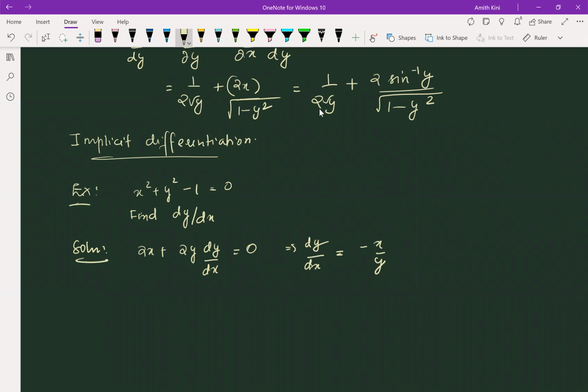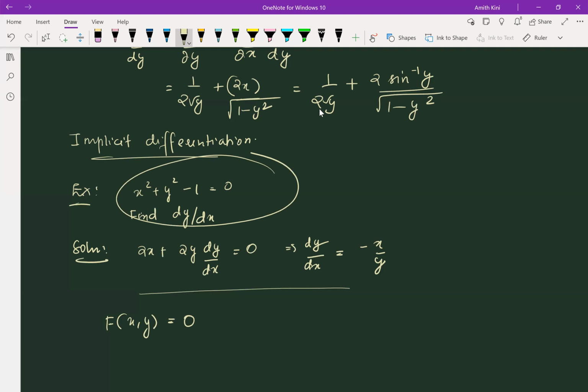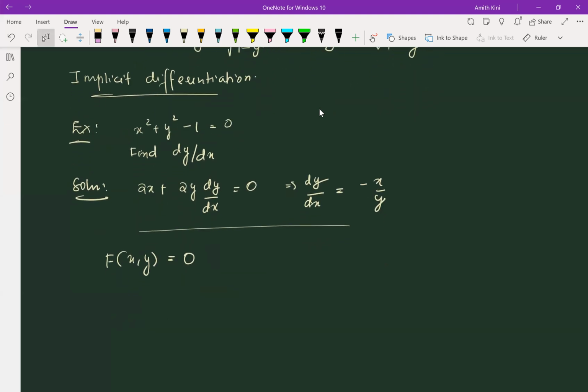Now, if I make this formal, what exactly did we do here? Instead of having y as a function of x, you have some function of x comma y equated to 0, right? So if you have f of x comma y equated to 0, basically that means y is a function of x or x is a function of y, assuming it satisfies properties of functions. When you restrict it to certain domains, it will behave like a function. Now you want to find dy by dx. How would you do that?